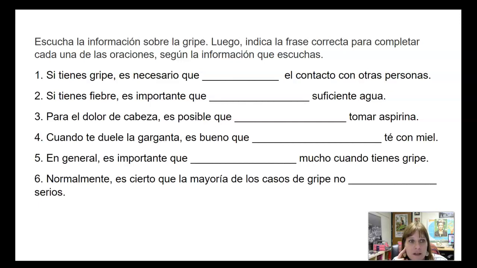Estamos hablando de el bienestar. We're talking about well-being in este capítulo. So escucha la información sobre la gripe, luego indica la frase correcta. So next then, you guys are going to listen to the information. I'm going to give you a little reading, and then you are going to fill in the blank with the word that I am saying. So this will be a really great listening activity. So you are looking for the word to fill in the blank.